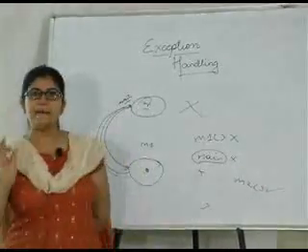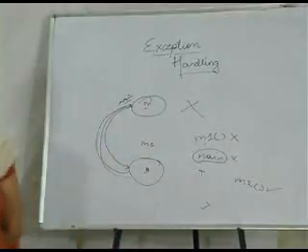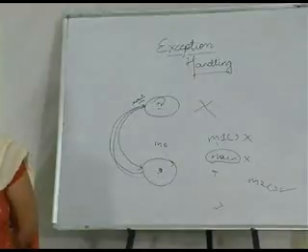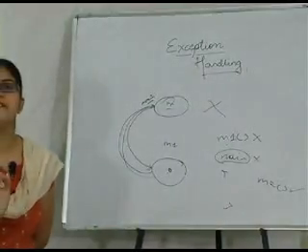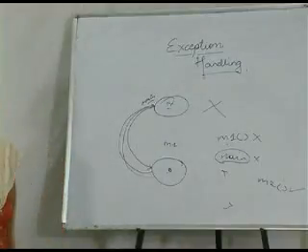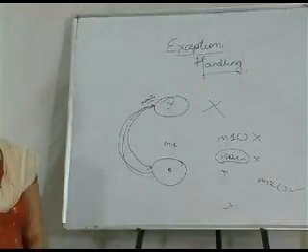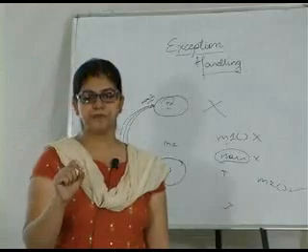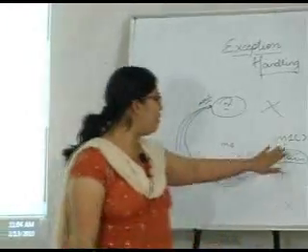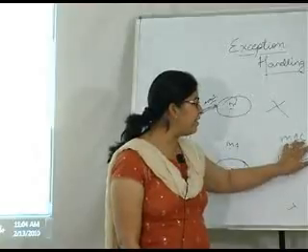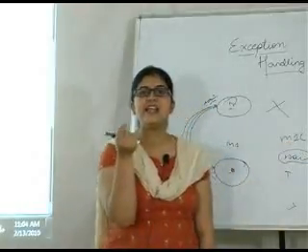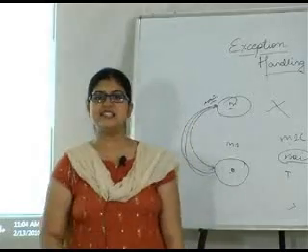Okay? Whatever happens, M2 is independent of M1. If there is something wrong in M1, then it should not affect my M2. In this particular case, my problem is, if I want this condition, that if M1 is not working, M2 should work, I can place a try and a catch block in M1 itself.